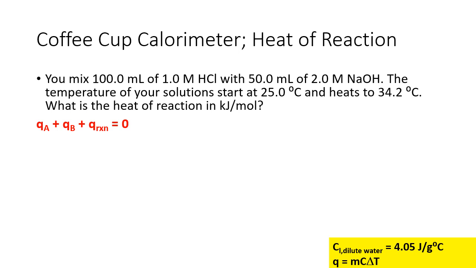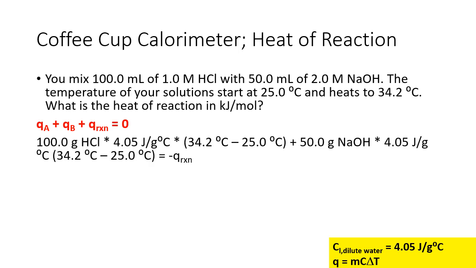So how are we going to figure this out? We need Q of reaction. So Q of reaction, if we isolate that variable, is going to be equal to Q of A and Q sub B added together. So I can add QA and QB together. I just plug in the variables, right? So I've got 100 grams. I have a heat capacity of dilute ions in water of 4.05. I'm multiplying that by 34.2 minus 25. I'm adding it to the base component, 50 times 4.05 times that same temperature change. And that gives me negative Q of reaction.